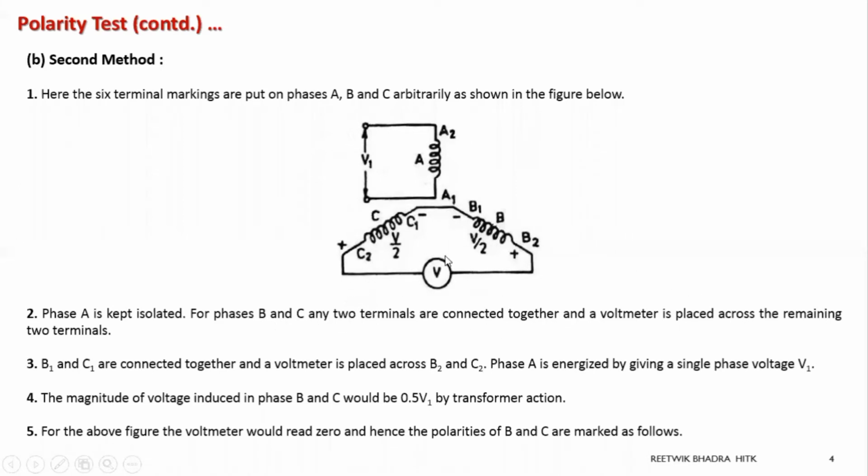Now how is this connection made? One terminal of B and C, that is B1 and C1, are connected directly, short circuited to one another, and the other terminals, B2 and C2, are connected through a voltmeter.